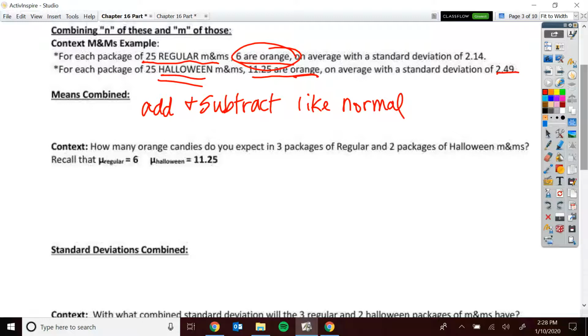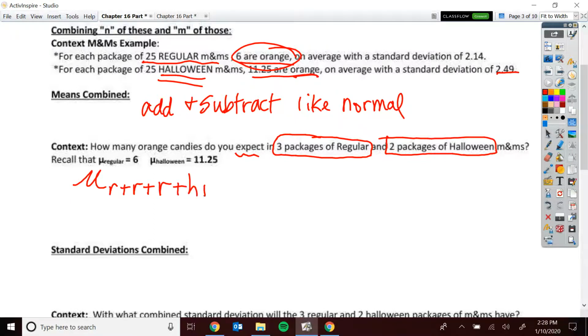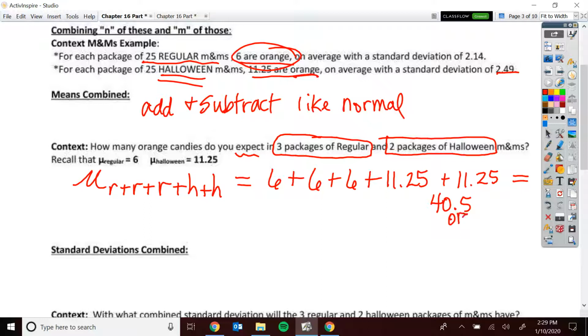Okay. But look here. How would we find out how many orange candies you expect there to be in your 3 packages of regular and 2 packages of the Halloween? I want you to put down what you think that would be. So figure that out for yourself right now.